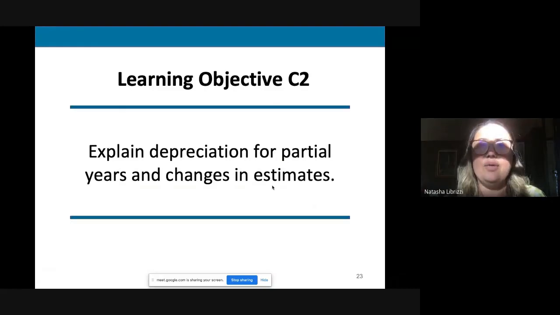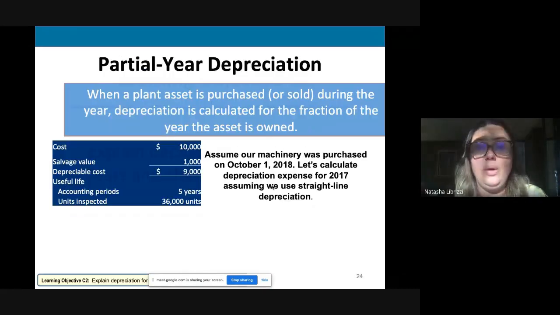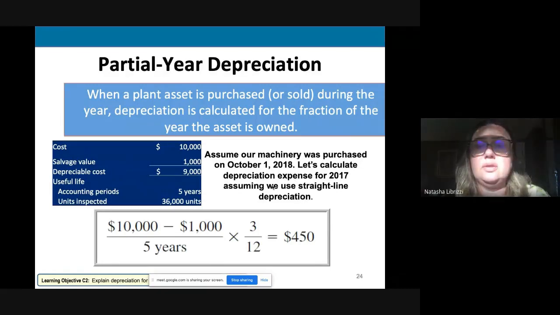Okay, so now we don't buy everything on 1st of January and sell everything on December 31st. So what would we do if the asset is purchased in mid of the year? Well, we have a mechanism of allocating things per month. So for example, we're going to assume that we purchase a machinery on October 1st, 2018, and we need to calculate depreciation expense for 2017, assuming we use straight line depreciation. So in this case, we have the same example, $9,000. However, remember that $1,800 depreciation, we're going to take 3 out of 12 months. So we're allocating based on months.